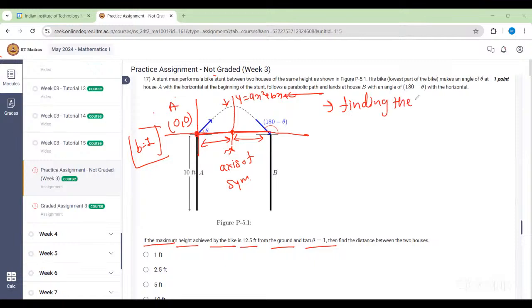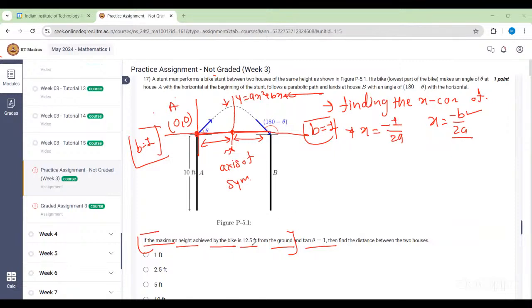Finding the x coordinate of the axis of symmetry means finding the x coordinate of the vertex. That means I want to find out the value of minus b by 2. Now b is known to me. The only thing not known is 2a. So how can we find out the value of a? Another piece of information is given to us: the maximum height achieved by the bike is 12.5 feet from the ground, and we know it's a parabola, so maximum height will obviously be achieved at the vertex. So the vertex coordinate is minus b by 2, but we know the value of b is nothing but 1. So we can say that the x coordinate of the vertex is minus 1 by 2.